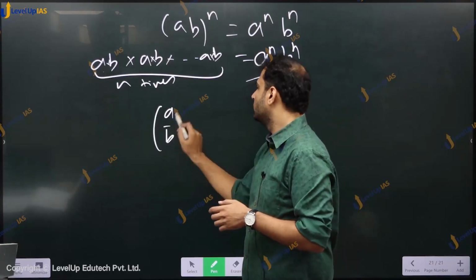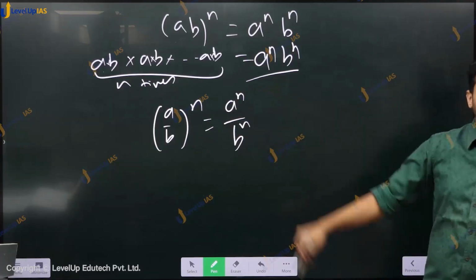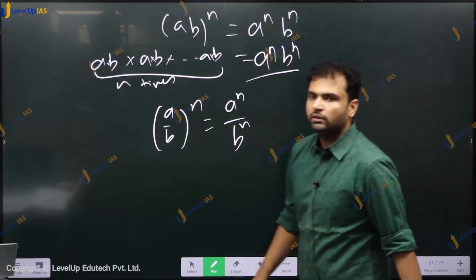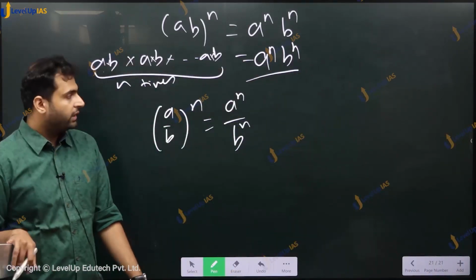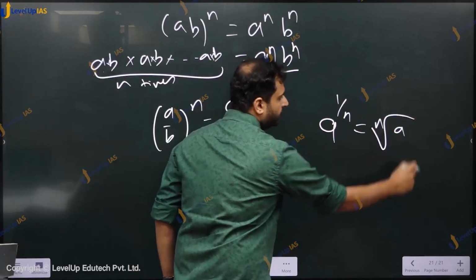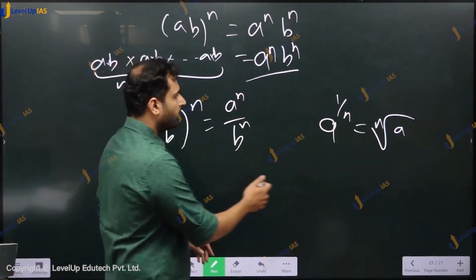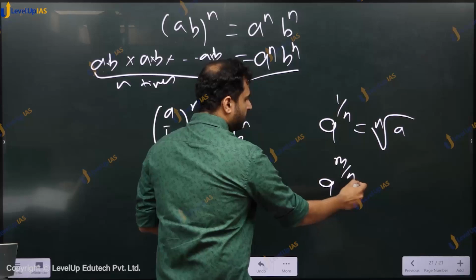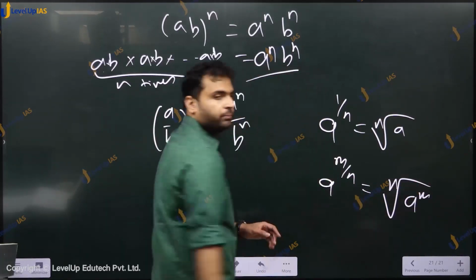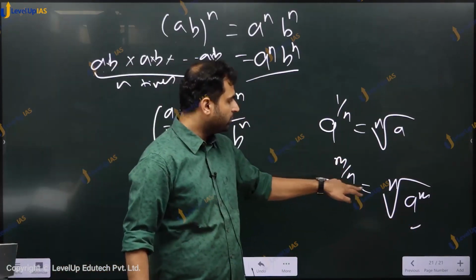Similarly, A by B to the power n is equal to a to the power n by b to the power n; n will distribute on both the sides, numerator as well as denominator. And finally, a raised to 1 by n is equal to nth root of a. We write a raised to 1 by n matlab nth root of a, and a raised to m by n is equal to nth root of a raised to m. Whatever in the numerator वो पावर में आता है, whatever in the denominator वो रूट में आता है.